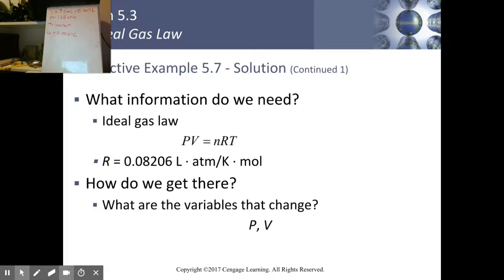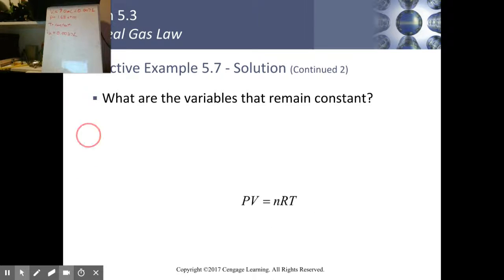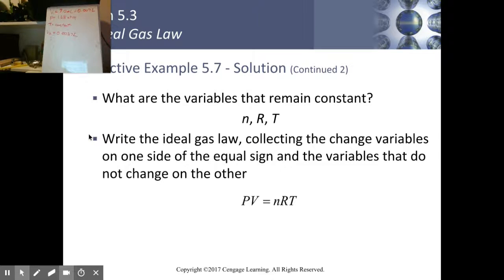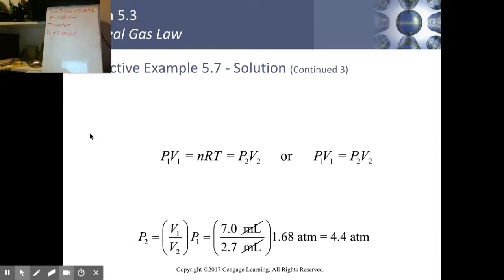We know that the variables that are changing are pressure and volume. The variables that remain constant are the moles, the universal gas constant, and the temperature. Write the ideal gas law, collecting the changing variables on one side and the variables that do not change on the other. PV equals nRT. This leads us to Boyle's law: P1 V1 equals P2 V2.